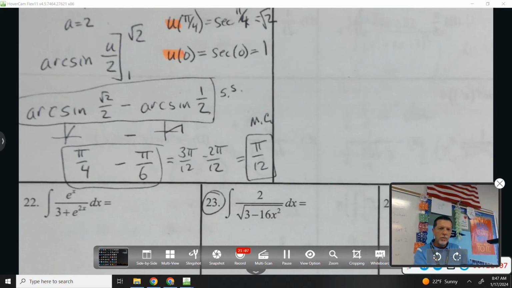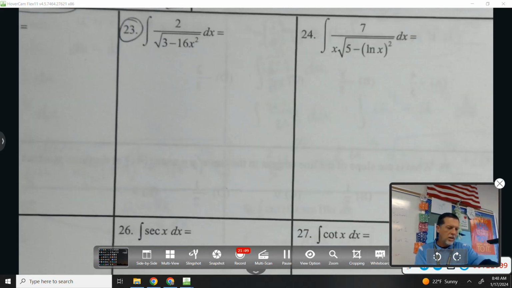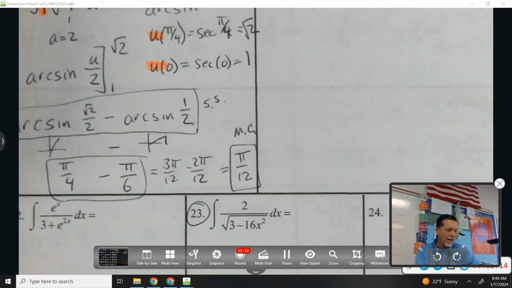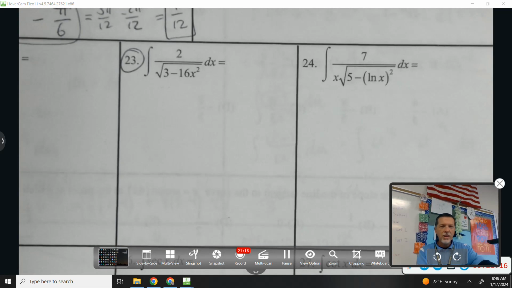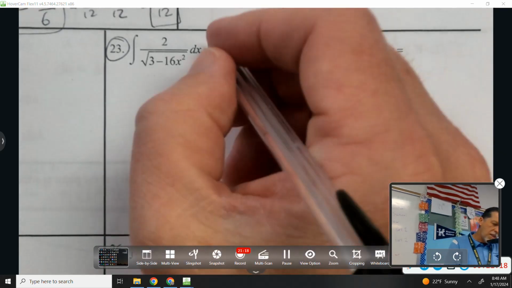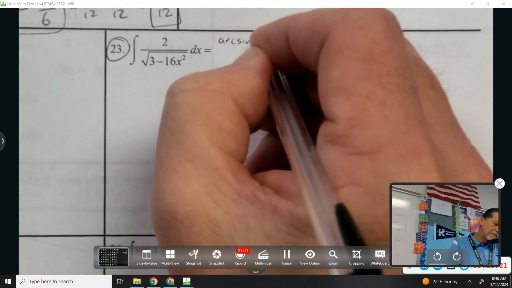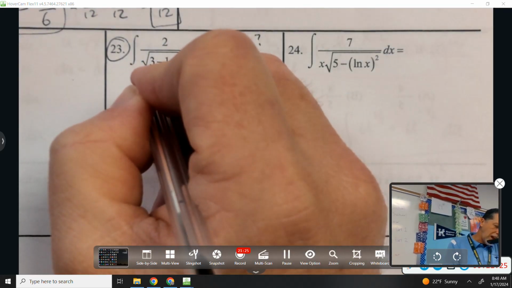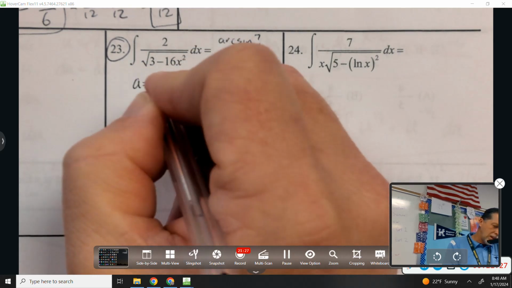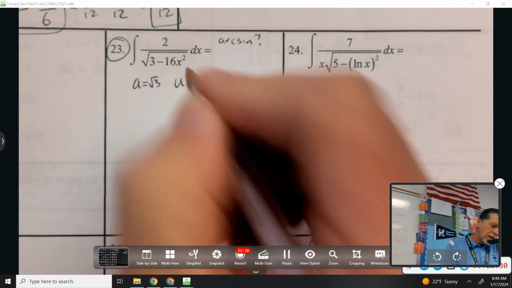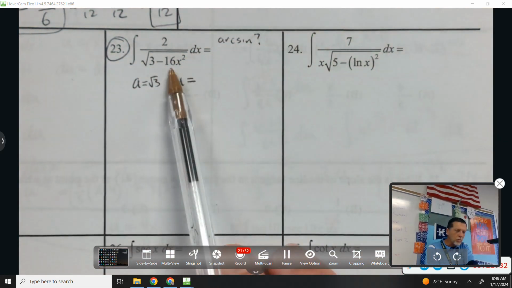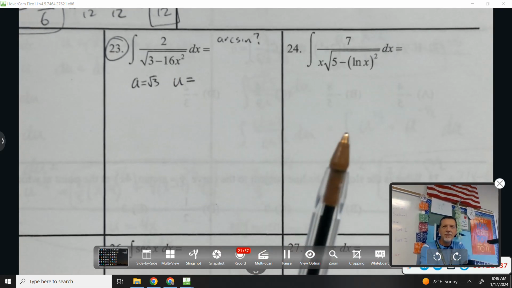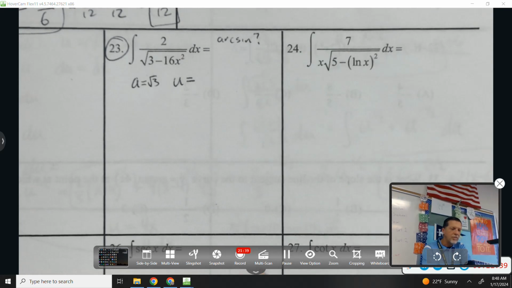All right, 23. 23 kind of looks like 20. I'm thinking arcsine when I'm looking at 23. Which means this would be a, square root of 3. And what would u need to be to make that u squared? What squared would get me to 16x squared? 4x.